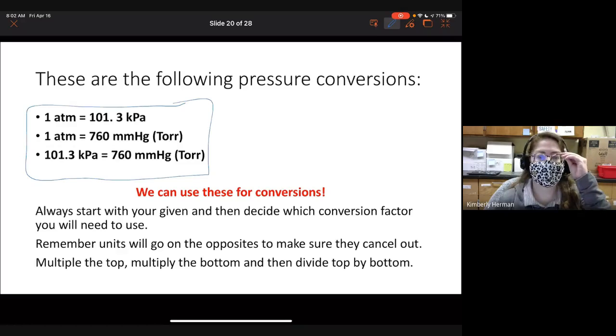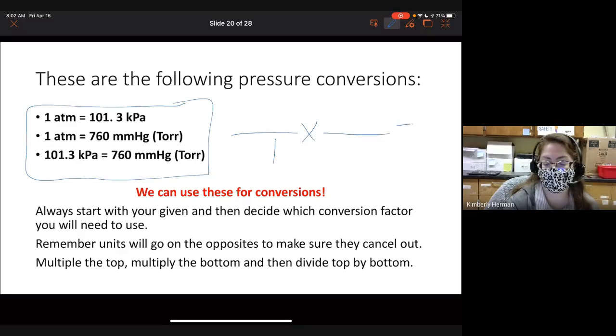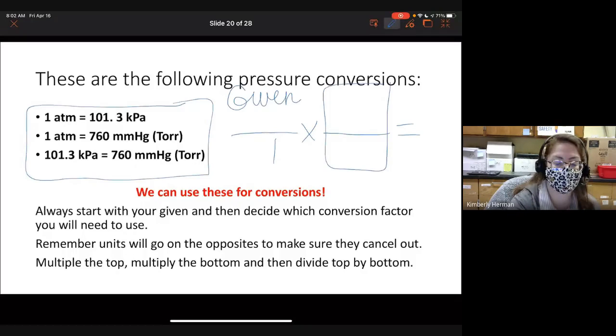Remember, if we're doing conversions, we're always going to start with our given. What that means is that we're going to set up a two-step conversion. We're going to start with our given here, and then we're going to use one of these conversions as our conversion factor. Depending on what we are given is whether we're going to use our first, second, or third one. And we'll do a few examples.